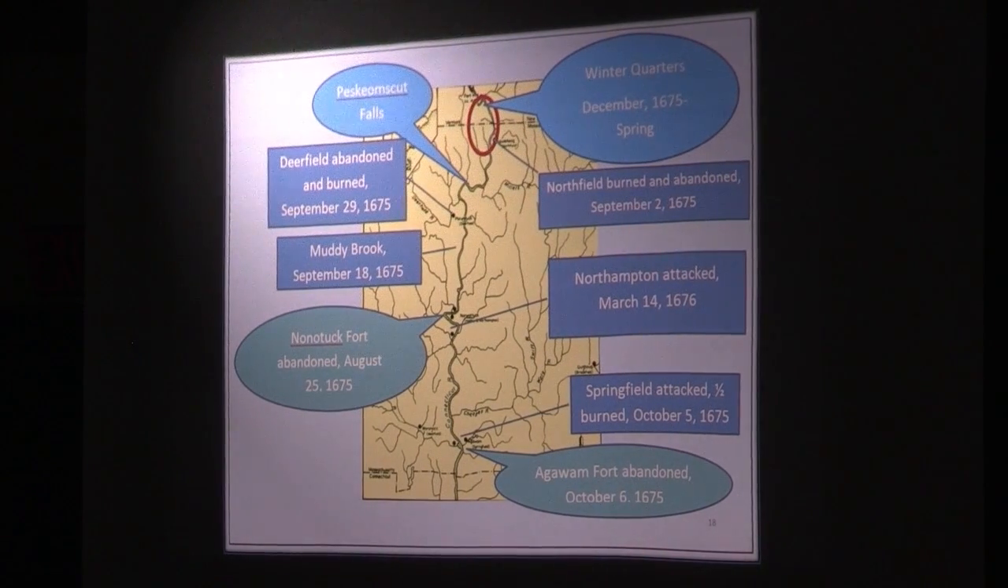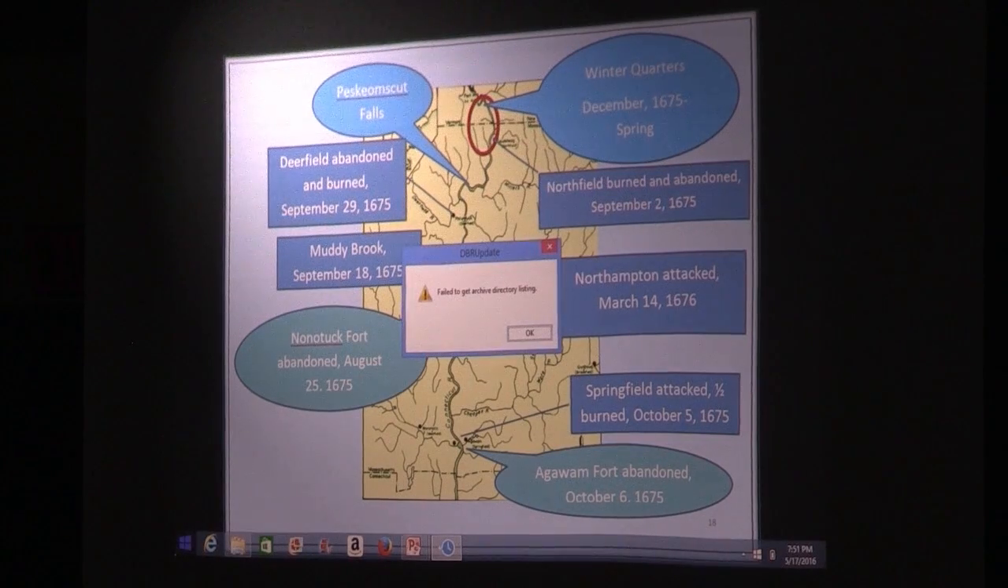The first thing that they try and do in August of 75, the English settlers are uncomfortable that the Nahuatic Indians living here in the Hadley, Northampton area still have guns. So they send a party to the fort and say, we want you to surrender your guns. They do.